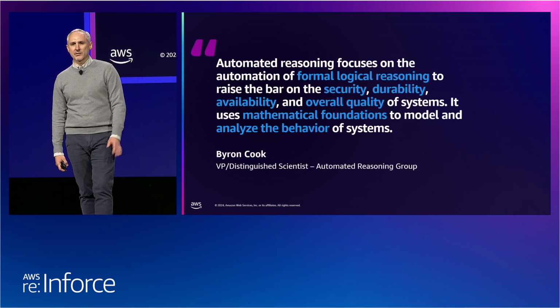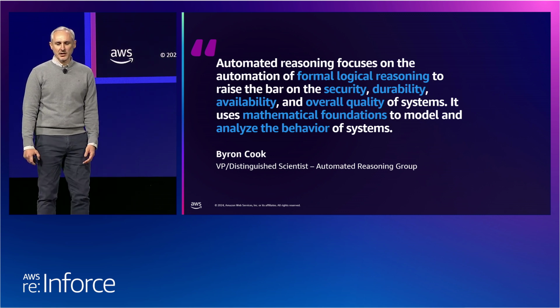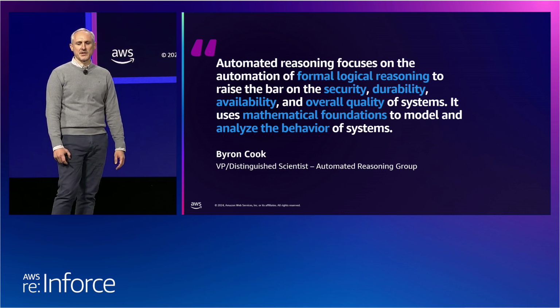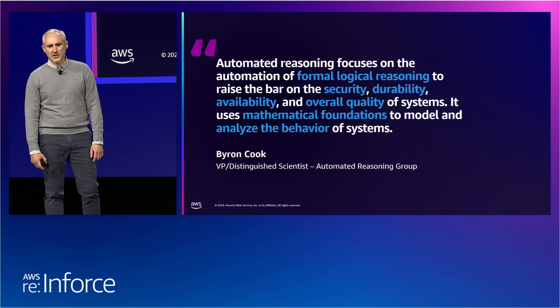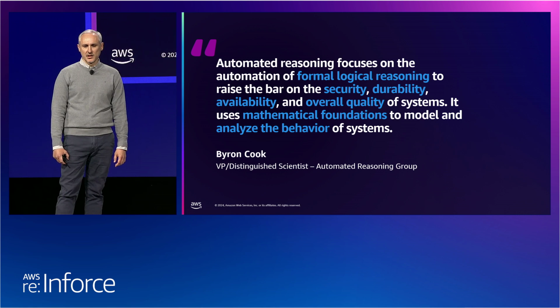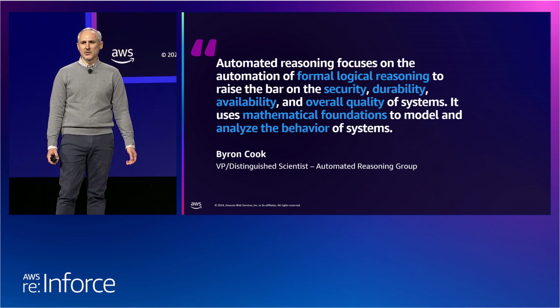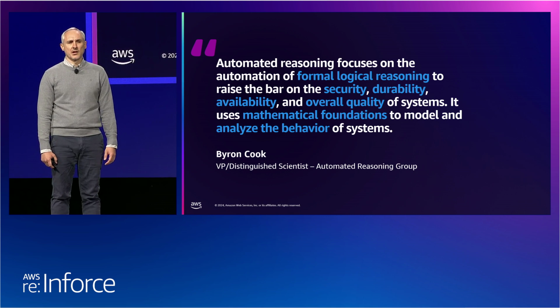So I'm going to cite our VP. I'm part of the automated reasoning group at Amazon. And Byron Cook says, automated reasoning focuses on the automation of formal logical reasoning to raise the bar on the security, the durability, availability, and overall quality and correctness of software systems. And it uses mathematical foundations in order to model and analyze the behavior of systems.